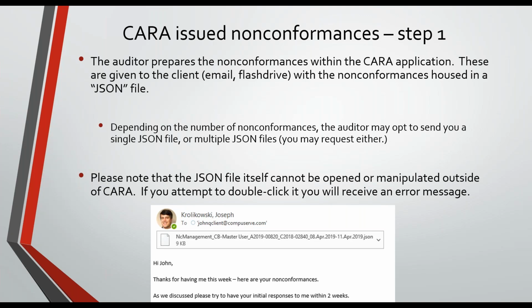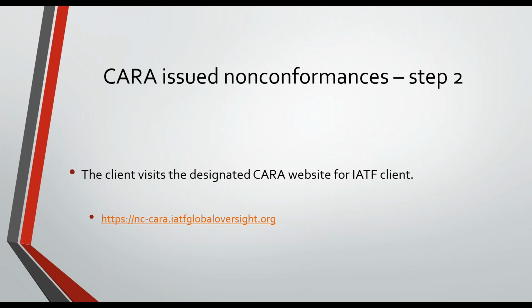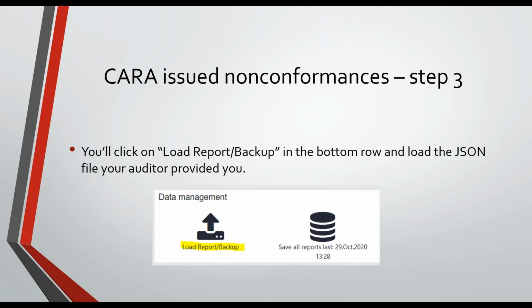You download it, and what you do then is go to the CARA website for IATF clients, and I've provided the URL here. That is nc-cara.iatfglobaloversight.org. When you get to that page, which you don't have to have any kind of special login rights for, you will find at the very bottom of the page a link that you click entitled Load Report or Backup. You click that and you load the JSON file that the auditor provided you.